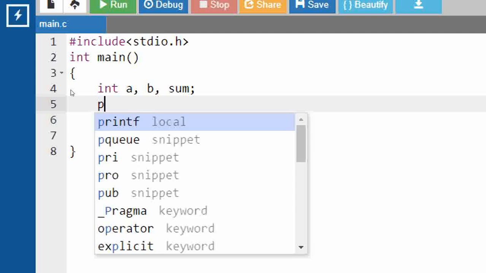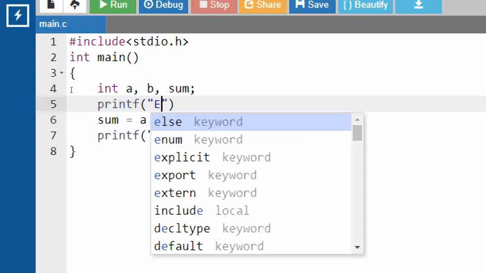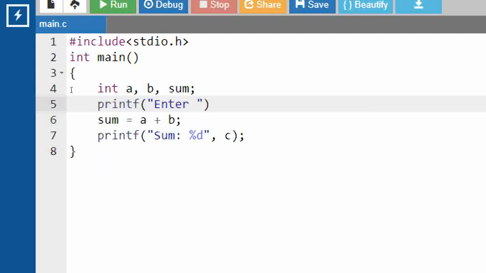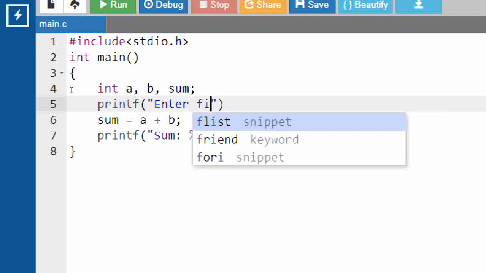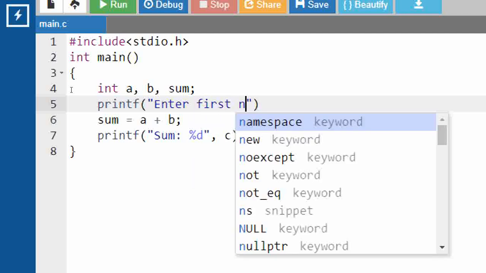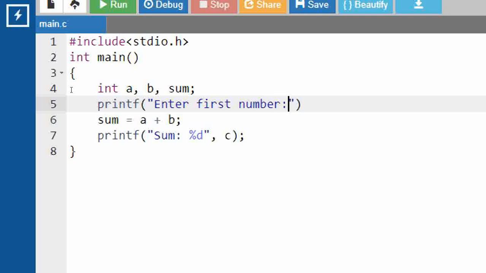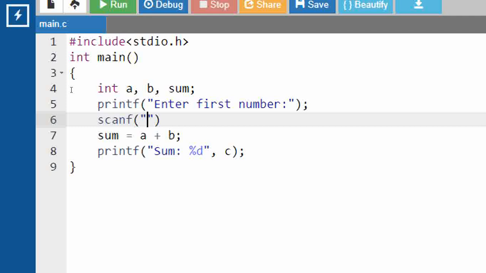For that, this is only the message. printf means enter the first number. This is only for message. It is not storing any values. Displaying message with printf. So scanf is going to store the values for us. This is integer type, so percentage d and ampersand a means the address, the memory location of a, where that value is going to be stored.